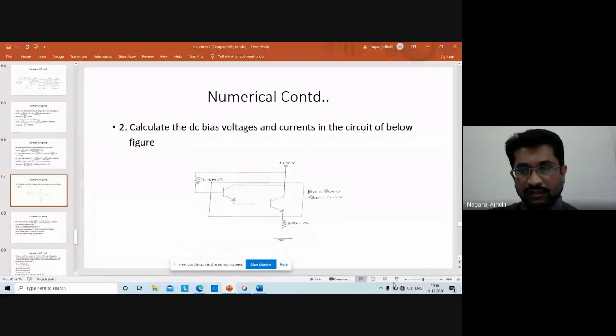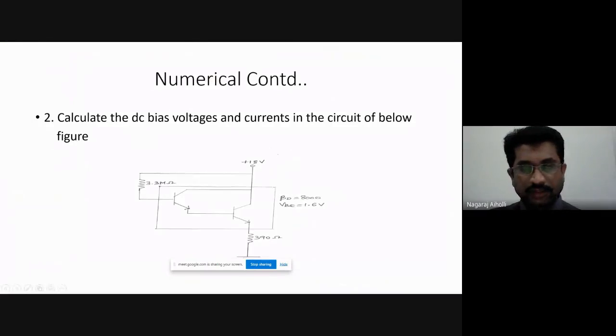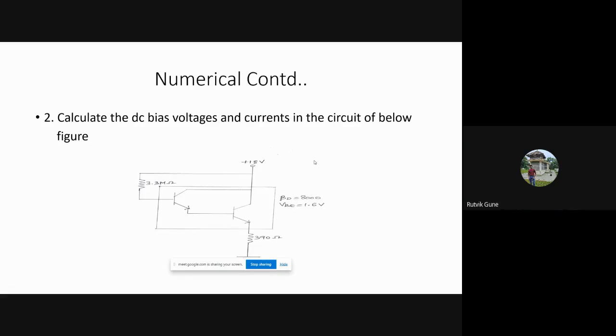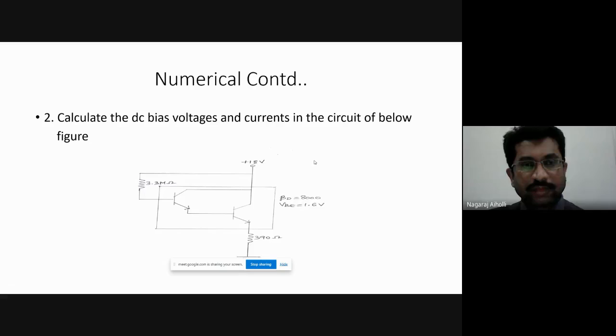In the last class we discussed an example on the cascaded amplifier, right? Today let us solve two more numericals. I hope everybody is able to see the screen. Screen is visible. Yes, sir. Okay, note down this example.